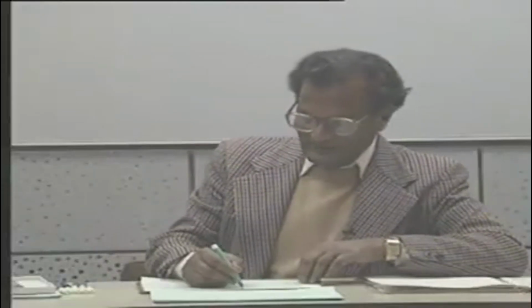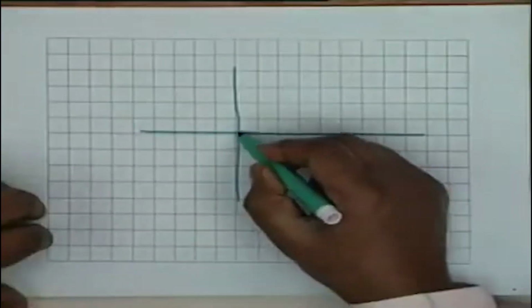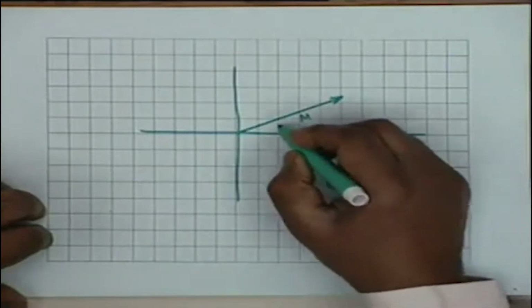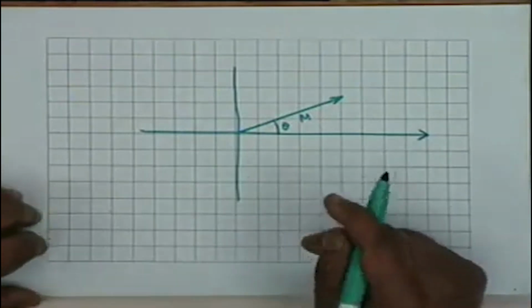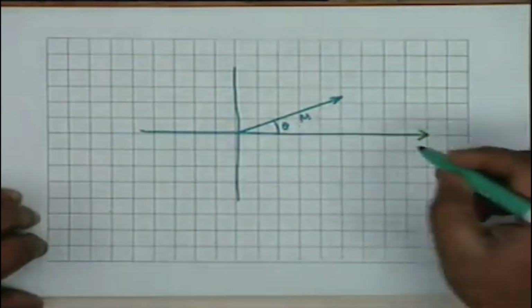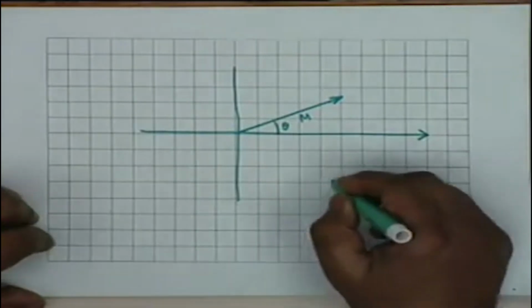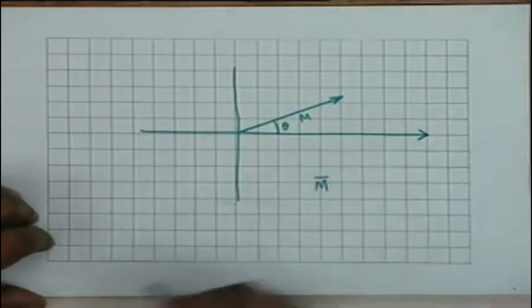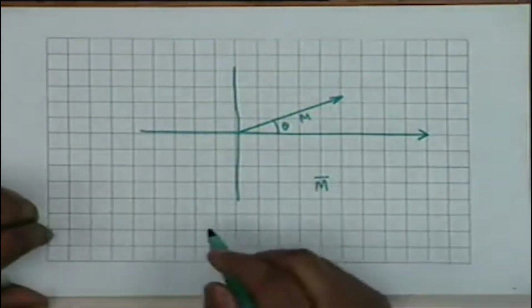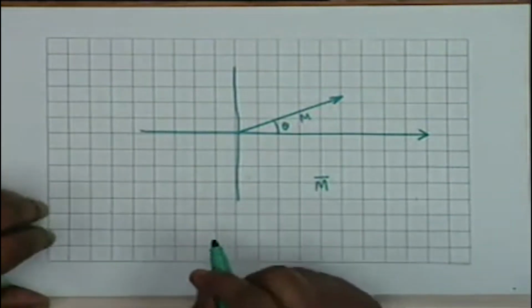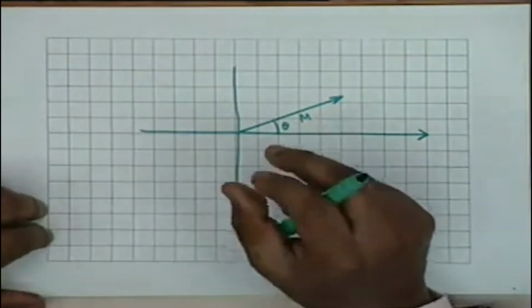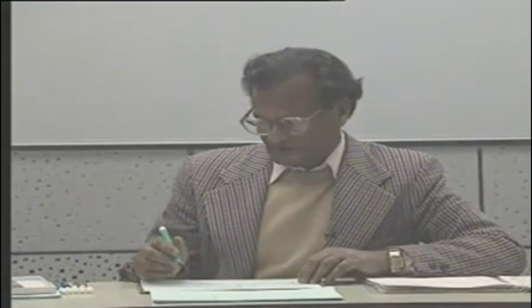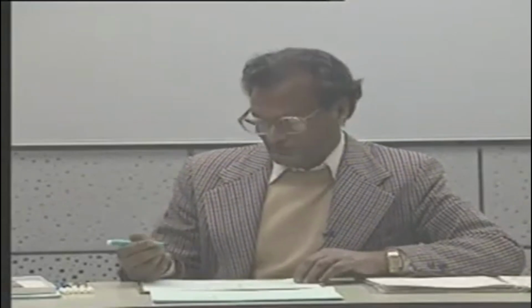All right. Let's look at this a little more closely. We have a vector M which is shifted from the real axis by an angle theta. Now such a vector we shall represent as M bar. The bar will mean that it is a vector, and we will not use the arrow because the arrow is used for actual electric and magnetic field vectors. We shall reserve that for later use, if at all there is a use for it.